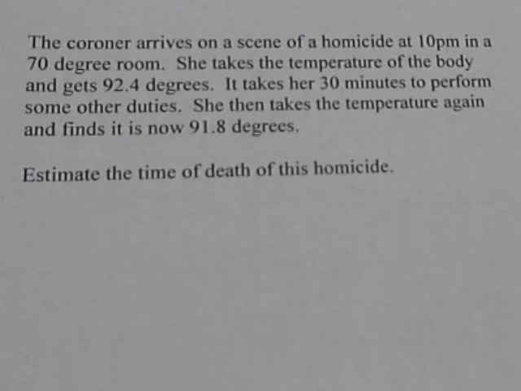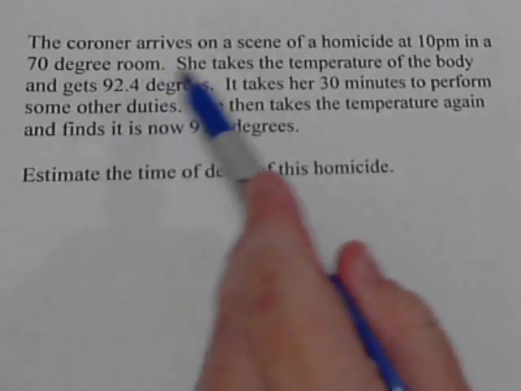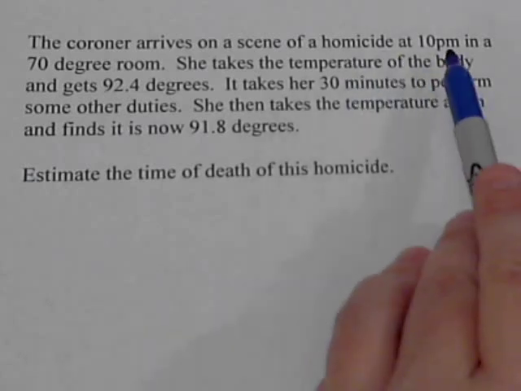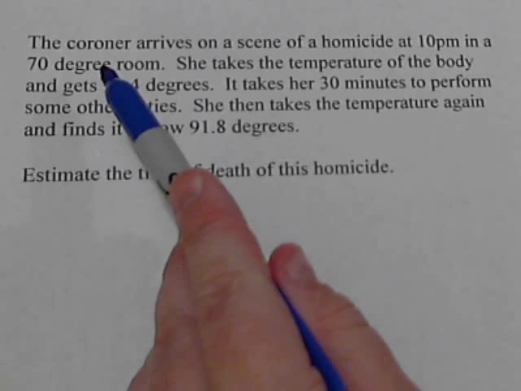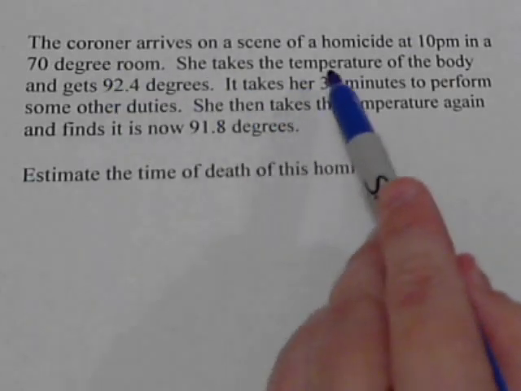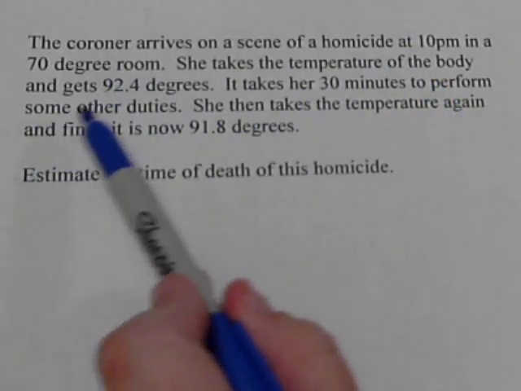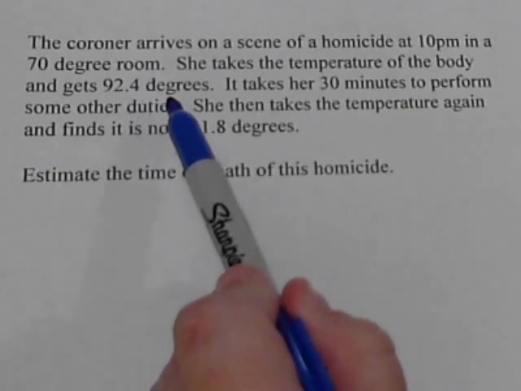Okay, let's work a time of death problem. Here we have the coroner arriving on the scene of a homicide. She gets there at 10 o'clock. We know that the room is 70 degrees. When she gets there at 10, she takes a temperature of the body and finds that it's 92.4 degrees.